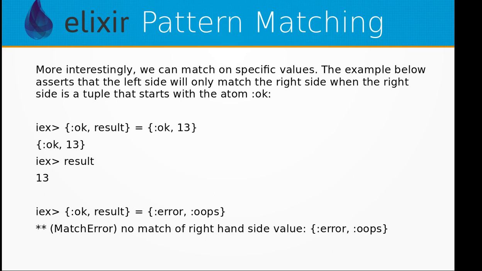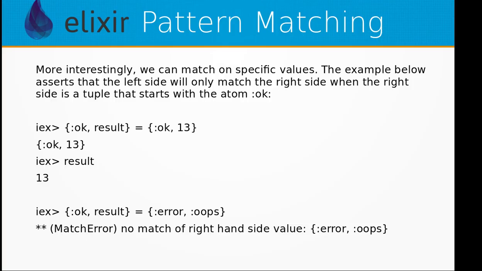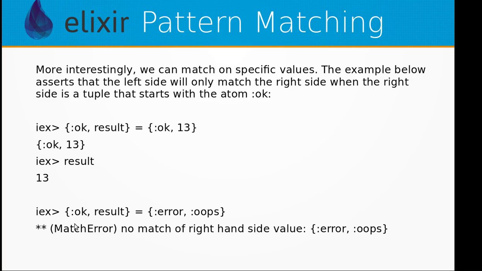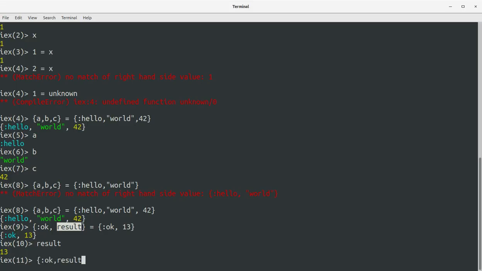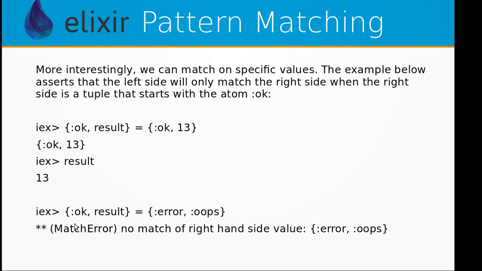More interestingly, we can match on a specific value. The example below asserts that the left side will only match the right side when the right side is a tuple that starts with the atom :ok. So let's create the first tuple, {:ok, result} equals {:ok, 13}. Let's run it and we get {:ok, 13}. So if I type in result, I get 13 because 13 is assigned to result, the second element in the first tuple. But now if I say {:ok, result} equals {:error, :oops}, I get a match error, no match of right hand side value found.